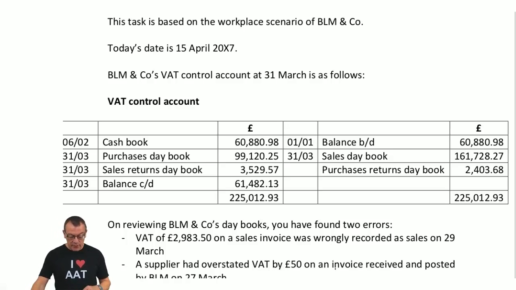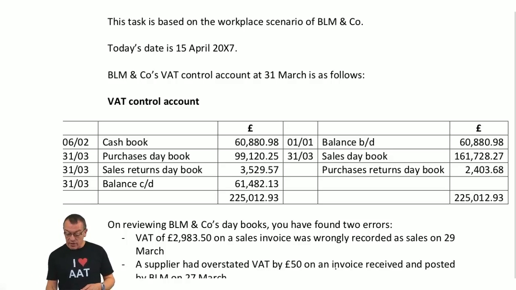Now, what we have then, we have a cash book element in there. We have the purchases day book. These are all on the debit sides, which we can see. We've got the sales returns day book in there, and we've got a balance carried down. Now, all those look as if they are posted on the correct side, so that's fine. We've got a brought down balance, which is a credit balance, and we would expect that on a VAT control account. That is a liability, and it's an amount that is owing.